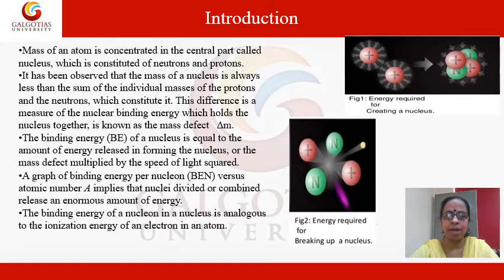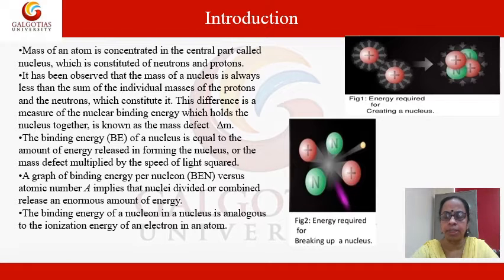Introduction. The mass of an atom is concentrated in the central part called the nucleus, which is constituted of neutrons and protons. It has been observed that the mass of a nucleus is always less than the sum of the individual masses of the protons and the neutrons which constitute it. This difference is a measure of the nuclear binding energy, which holds the nucleus together. This is known as mass defect, represented by delta M.